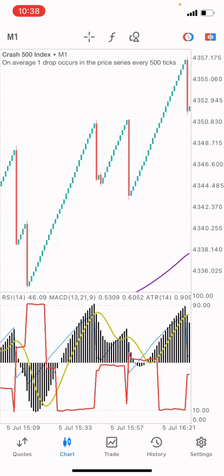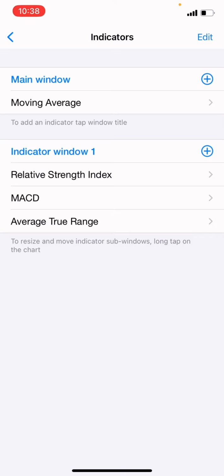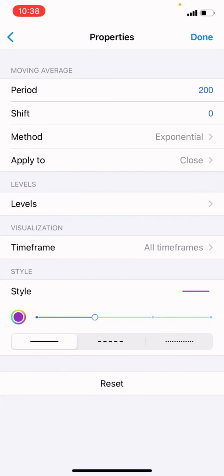For this strategy we're going to be using just 4 indicators: the moving average, the relative strength index, MACD, and the average true range. The moving average is going to be on the main window, period 200, shift 0. The method is going to be exponential, and you apply to close.